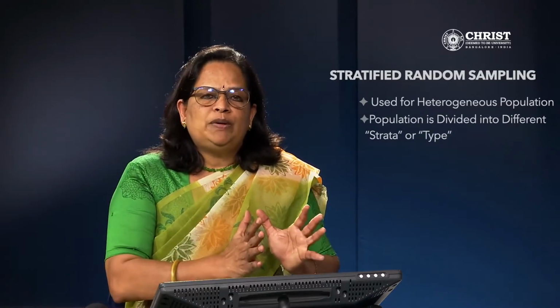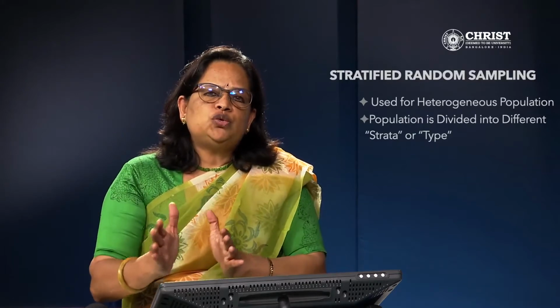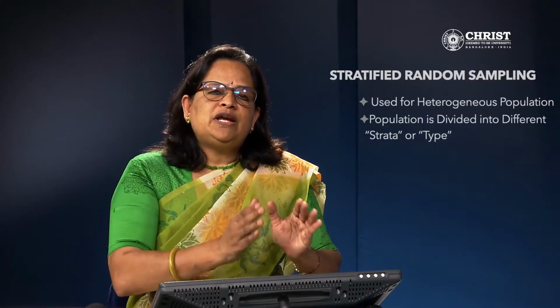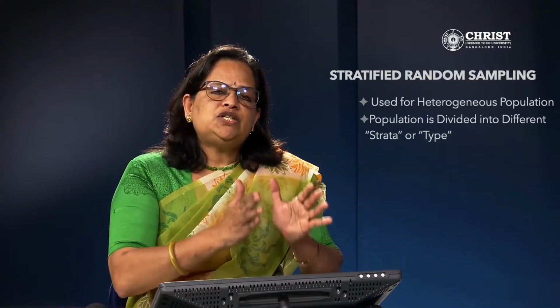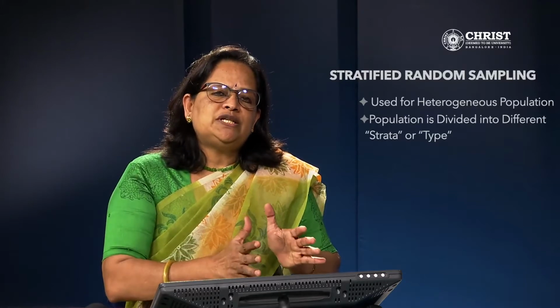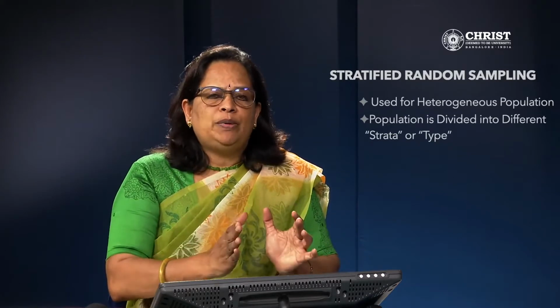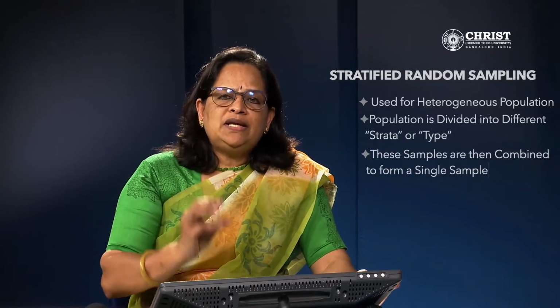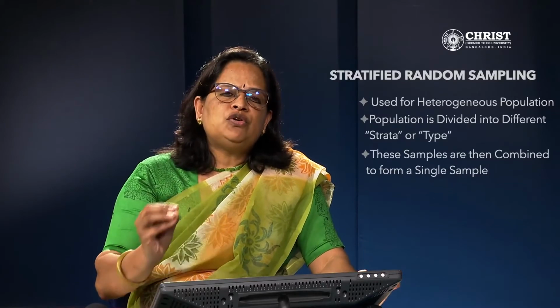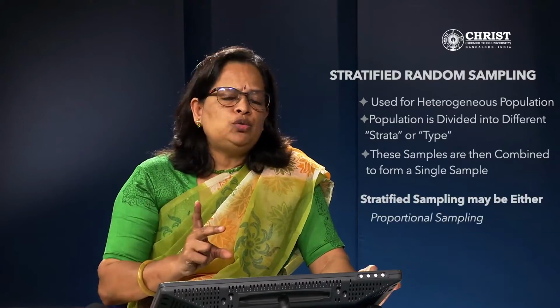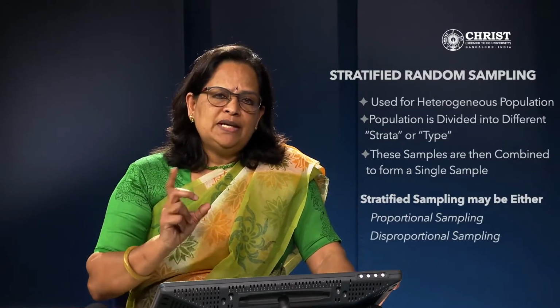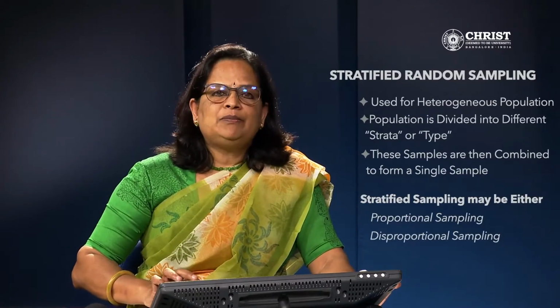Strata means a group. So we can divide it into different zones. It will be a strata. Or you can divide it into different types: vegetarians, non-vegetarians, those who eat egg, those who are from the Jain community. Like this you can divide it into different types. So strata means a group. These samples are then combined to form a single sample. Now you have to remember that stratified sampling we are dividing into two methods. One is proportional sampling, second one is disproportional sampling.